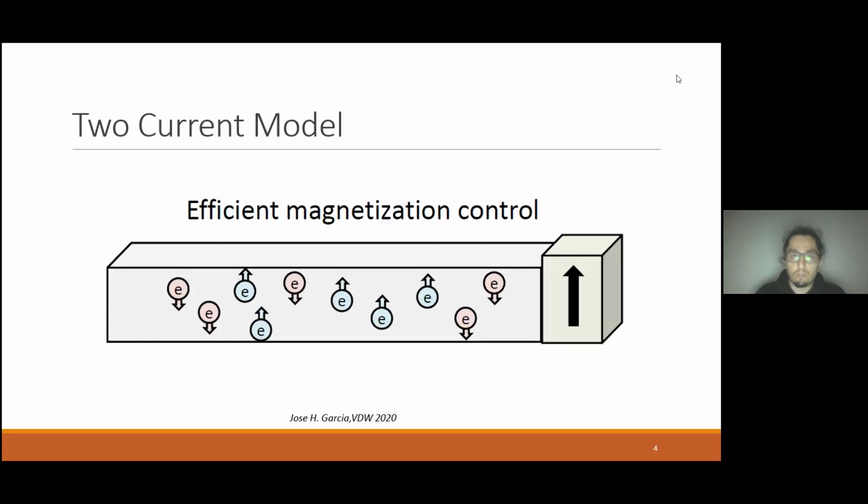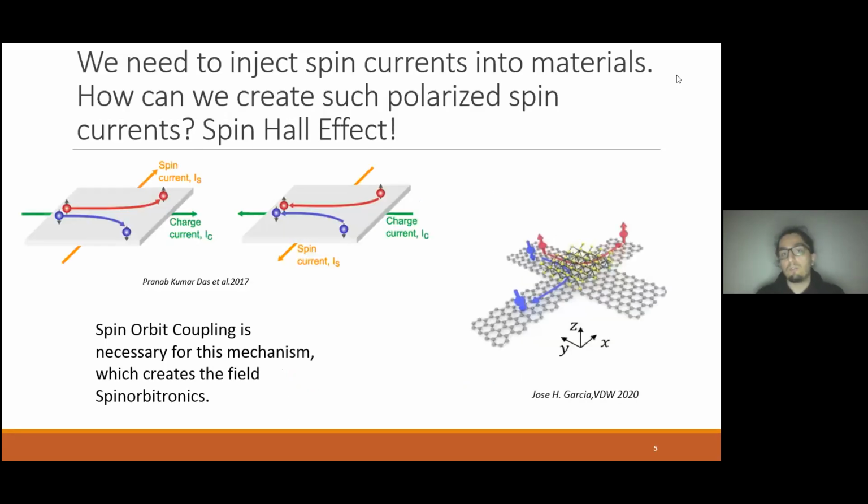To obtain this, we also need an efficient magnetization control by using different kinds of techniques. So we are talking about injecting a polarized spin current inside the material. The main way to obtain this is the spin Hall effect. In the spin Hall effect, by using the spin orbit coupling of the materials, we are injecting charge current inside the material. And we see that in plane, perpendicularly, we have two distinct spin currents. It basically separates upspins and downspins inside the material.